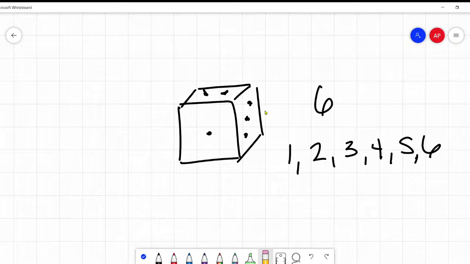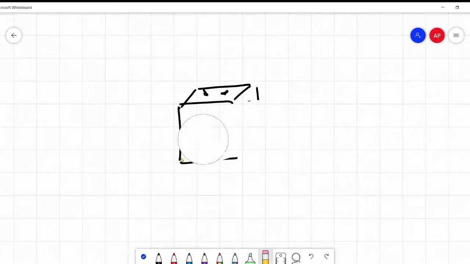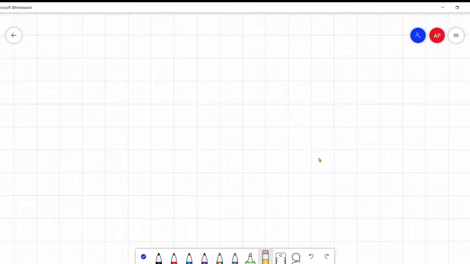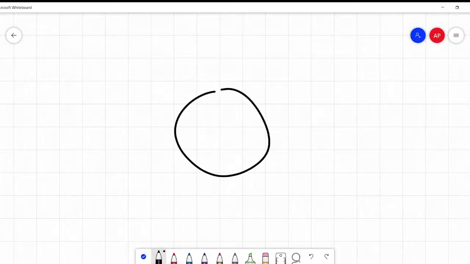I'm sorry. And how many possible options are there? And how many of those options are we looking for? All right, let's try another example. What if I had a coin?